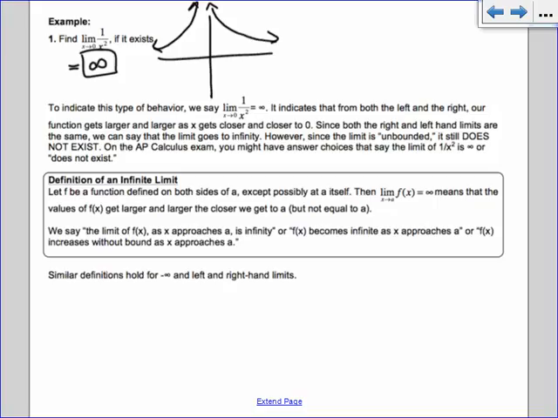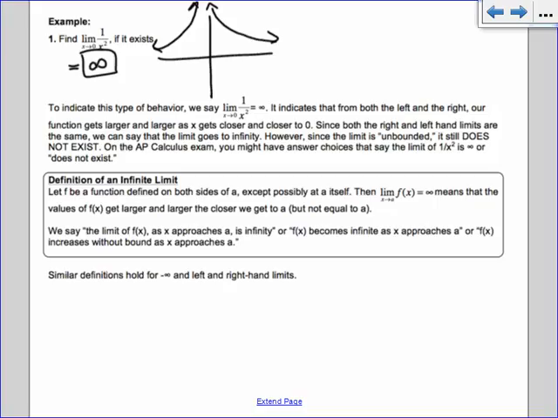Okay, so here's the tricky thing about this, though. It says, to indicate this type of behavior, we say it goes to infinity. It indicates that from both the left and the right, our function gets larger and larger as x gets closer and closer to 0. Since both the right and the left go to the same thing, they both go to infinity, we say that the limit is infinity. However, since it is unbounded, it doesn't actually go to an actual number, it just goes to infinity. It still does not exist. So it's kind of confusing.